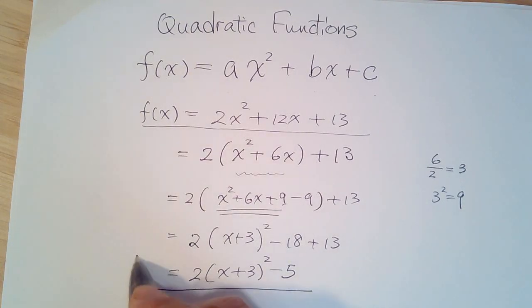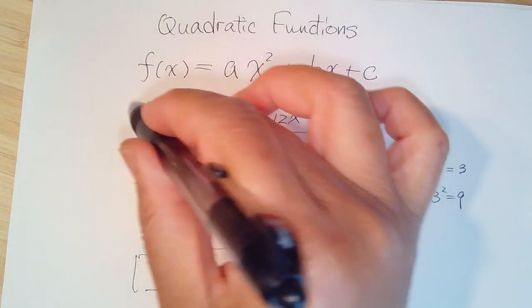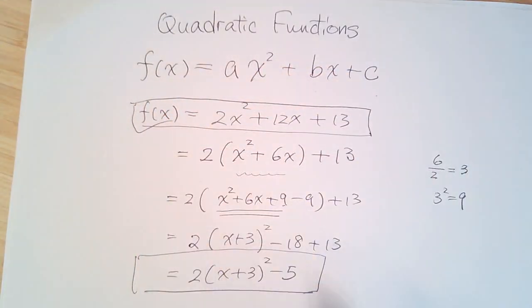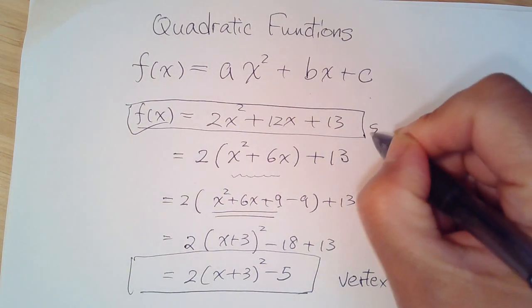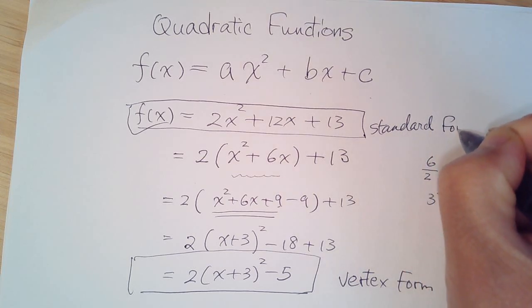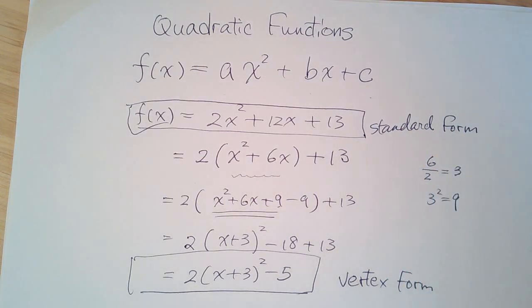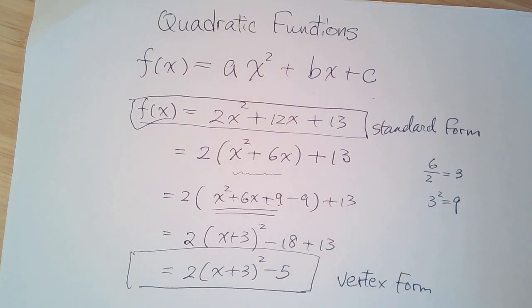This is another format of a quadratic function. So this is one way to write it, and this is another way to write it, and this is called the vertex form. Now this is the standard form. If you want to change from standard form to vertex form, you have to complete the square. You've got to do that.